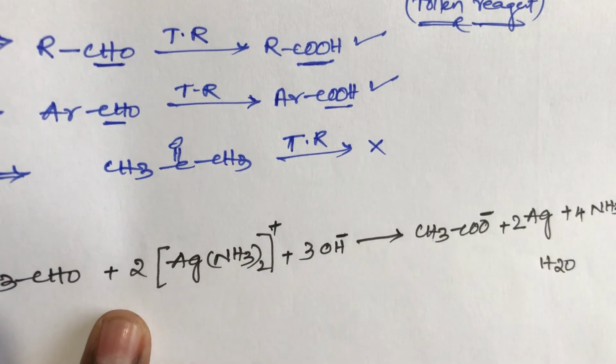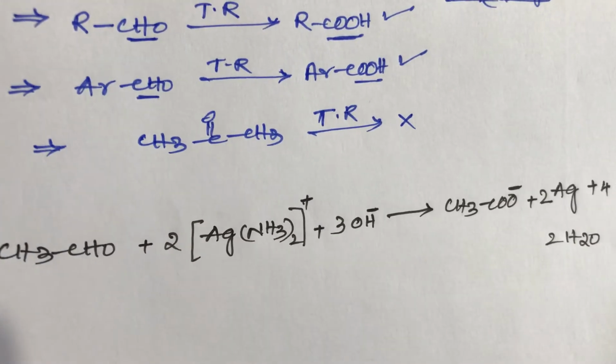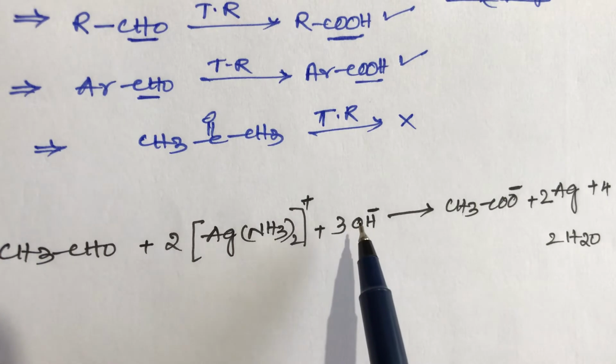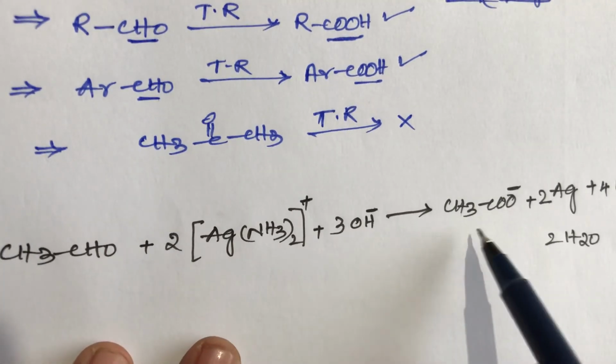So, 4 moles of ammonia plus 2 moles of water. This is the balancing reaction, student. That is when acetaldehyde reacts with Tollens reagent in the presence of basic medium to form acetate ion plus silver.